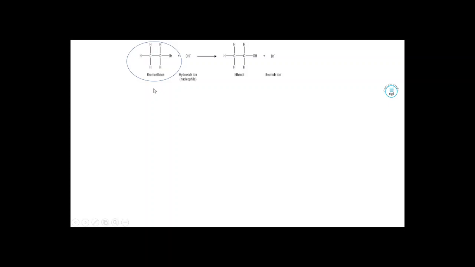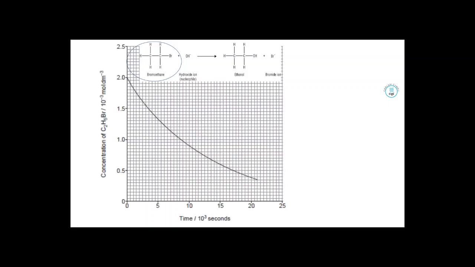at how the concentration of the bromoethane changes over the course of this reaction. Okay, so we'd plot a graph like this.